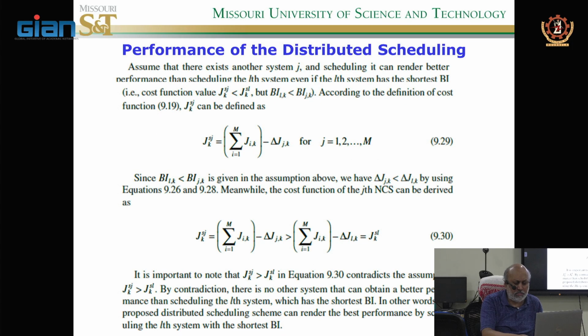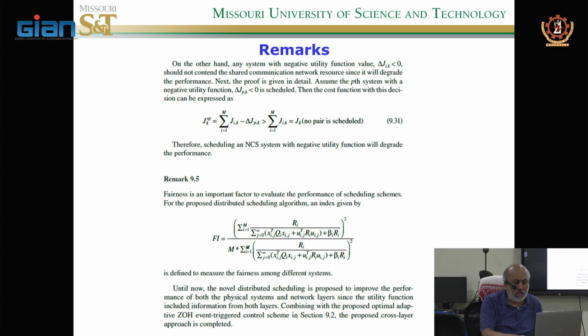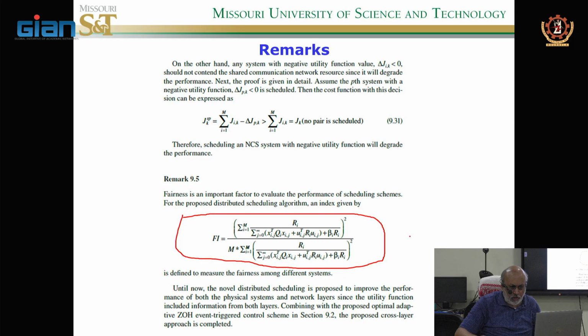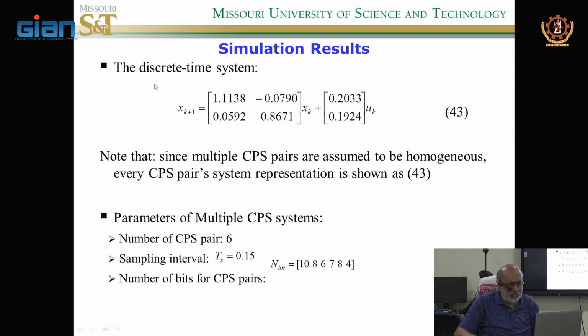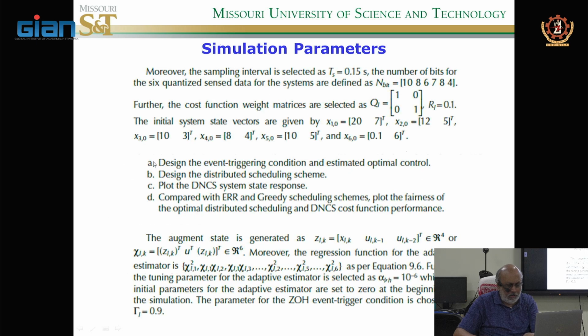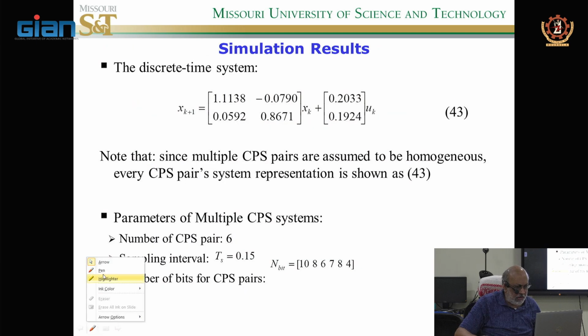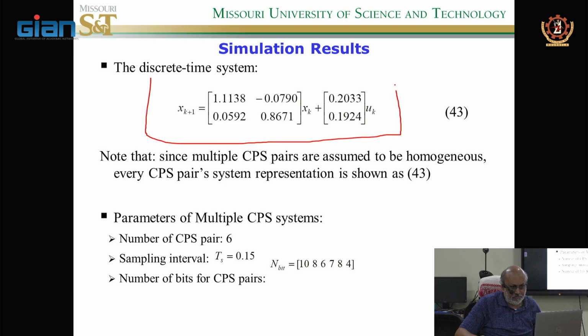So all the proof is basically to show that this distributed scheduling works great. Okay? And we also talked about fairness. Remember, in essence, you have to ensure everybody has a chance to transmit. So this is the equation for fairness, and we look at the example. So here is the example. Now let me ask you, is this a linear system or a non-linear system? It's a linear system, okay?